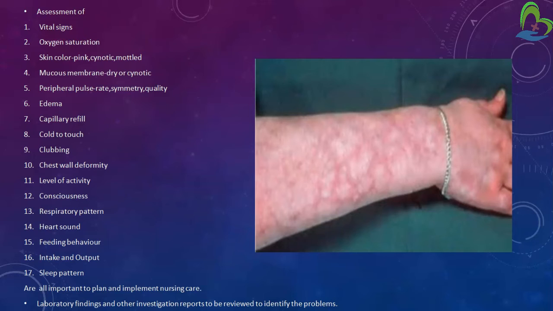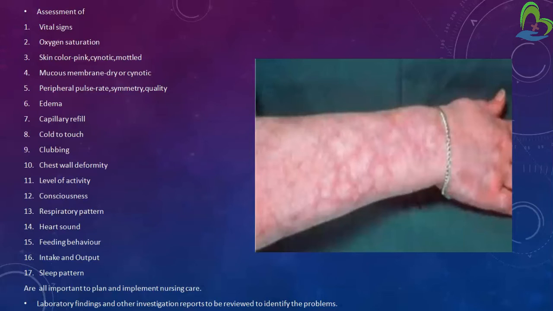Okay, so why are we assessing the skin color? Because in classification we have seen that cyanosis may be present. Two classifications were there, cyanotic and acyanotic. So to identify which type of congenital heart disease is present, we are assessing the skin color also. Then mucous membrane, whether it is dry or cyanotic.